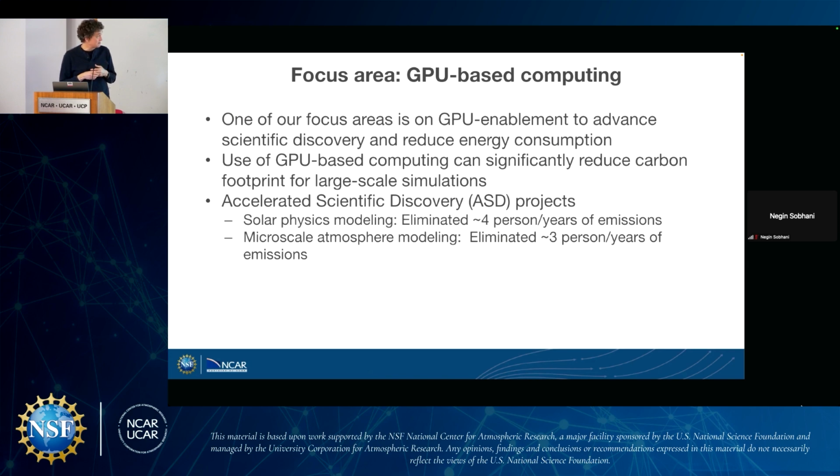This is where the system, when it's initially installed, is turned over to a smaller number of groups of individuals or projects that focus on big computing problems. We had direct participation in 2 of these. One was solar modeling, and because of the use of GPU computing, we were able to eliminate 4 person years of simulation had we used a CPU-based solution. The other was a microscale atmospheric modeling project, which I'll mention a little bit more in the next slide, and that reduced 3 person years of emissions.